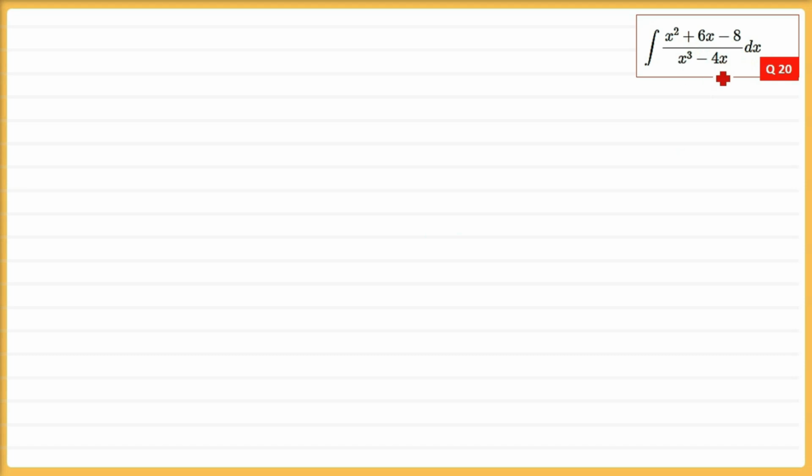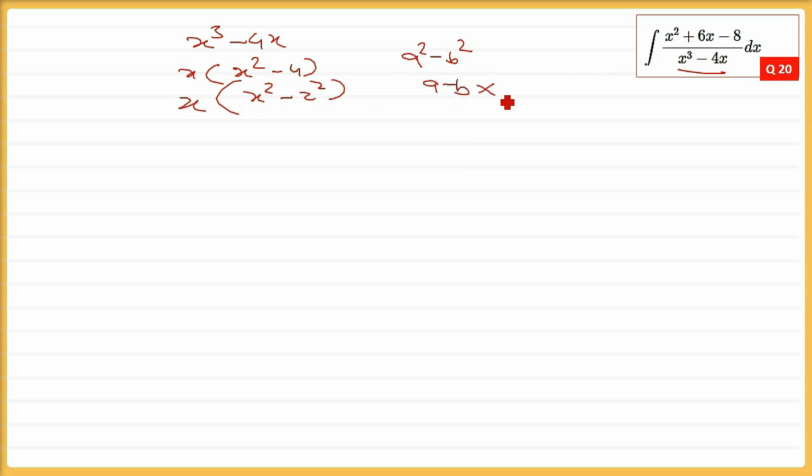X square plus 6x minus 8 divided by x cube minus 4x. Now the question which will come into your mind is what we will do with x cube minus 4x in the denominator. So if you take x common, x square minus 4 will remain inside. X square minus 4, that is x square minus 2 square, will be x minus 2 into x plus 2. So this a square minus b square is a minus b into a plus b. That's what we are going to use here.